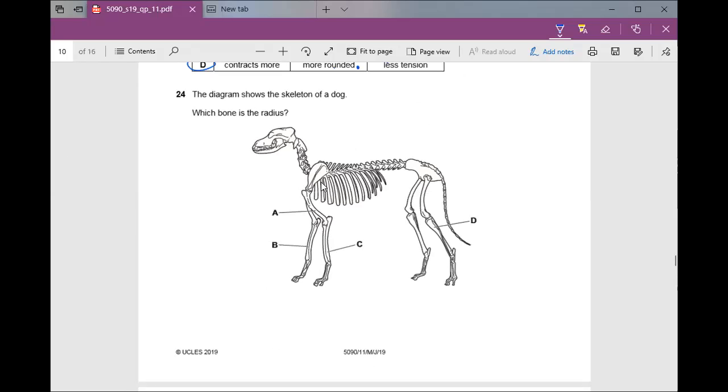Number 24, skeleton of dog is there, and we have to find out radius. Radius is present in the forearm portion. Radius is a smaller bone, and the other one, ulna, is a bigger bone. So B is the correct option.